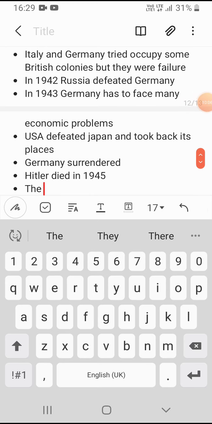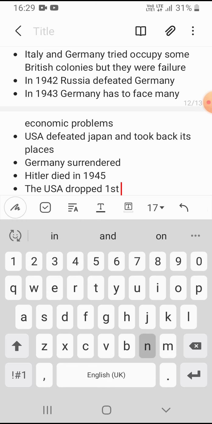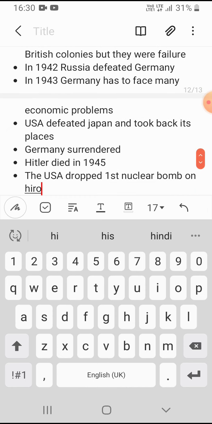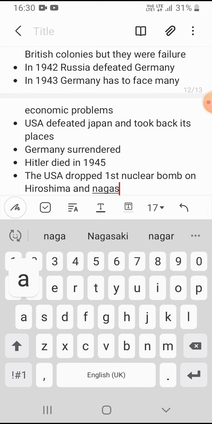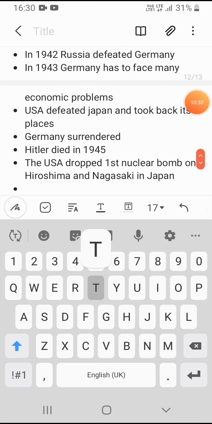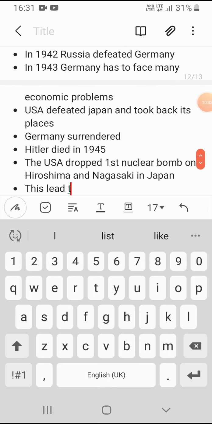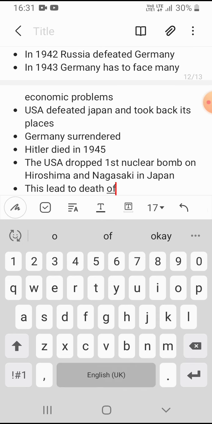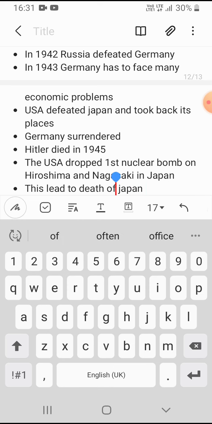The USA dropped the first nuclear bomb on Hiroshima and Nagasaki in Japan, and this led to the death of thousands of Japanese people.